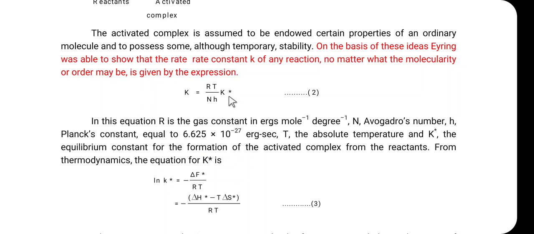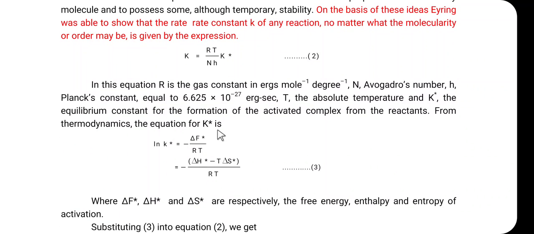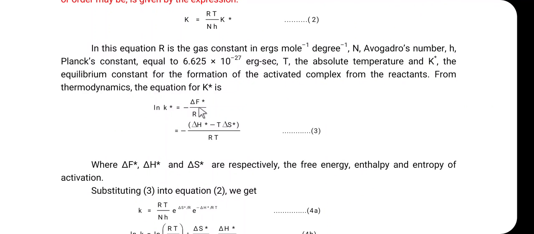So, here K star is the equilibrium constant, and from thermodynamics, the equation for K star is given by ln K star equals minus delta F star divided by RT. Here delta F star is the free energy of activation. All of you know that delta F is the free energy change, and it has the equation delta F equals delta H minus T delta S.